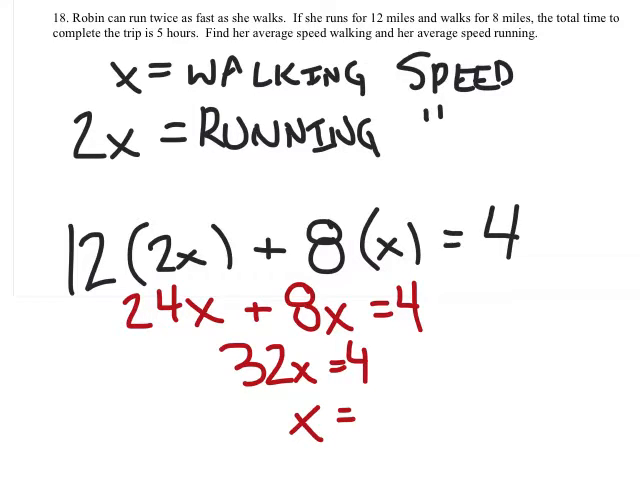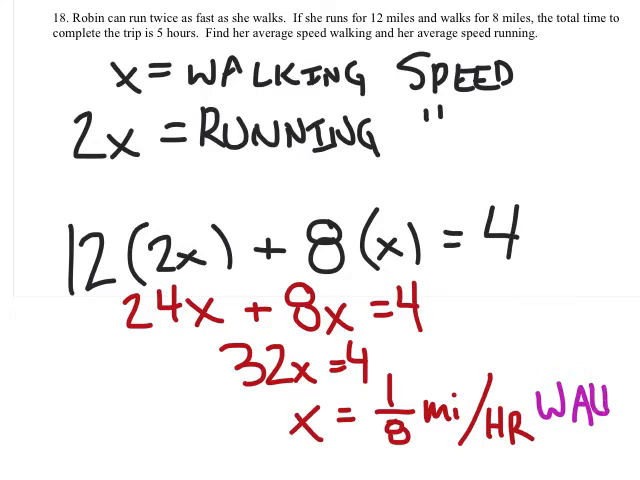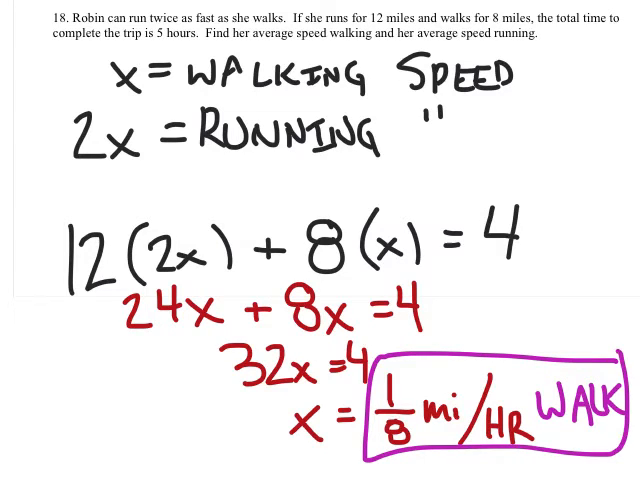So walking speed looks like it's going to be 4 over 32 is 1/8 miles per hour. And running is just 2 times that, so this is walking. Running would be 2 times that, so 1/4 of a mile per hour running.